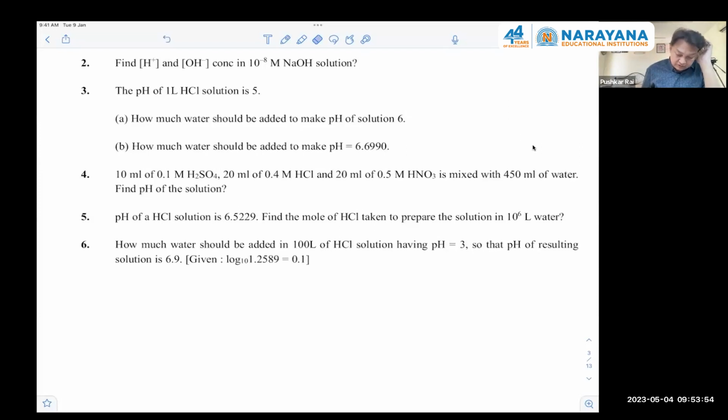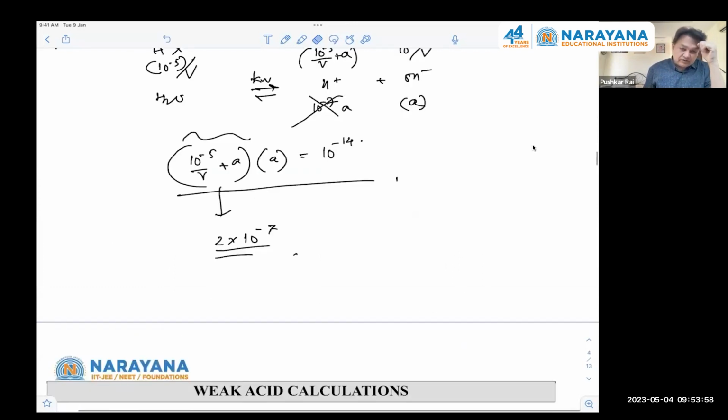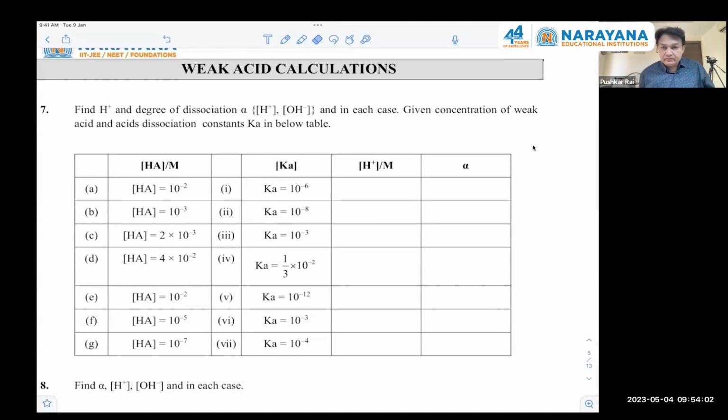Can you try the question number? These are a series of questions. If you can solve all these questions, you are a champion in weak acid calculation. So you can try some special questions in this one, like D. In fact, if you can try all this, that's very good. D, like C, and like E, and in fact, like F also. G.